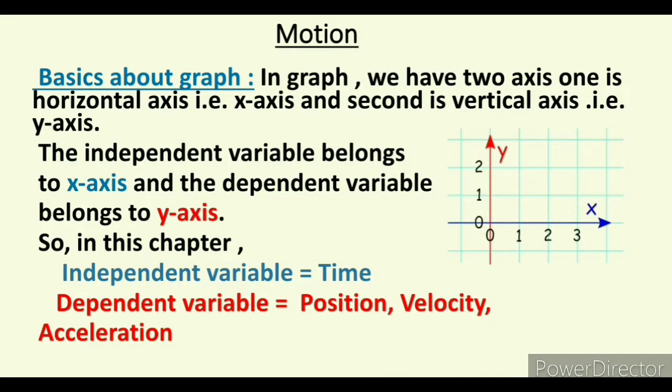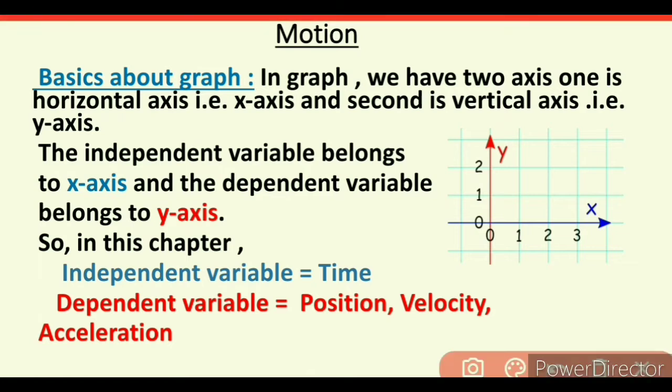In this video we study about motion. Before we discuss the graphical representation of the position-time graph, velocity-time graph and acceleration-time graph, we need to know some basics about graphs. In a graph we have two axes: one is the horizontal axis, which is the x-axis, and another is the vertical axis, which is the y-axis. Always remember the independent variable belongs to the x-axis and the dependent variable belongs to the y-axis.